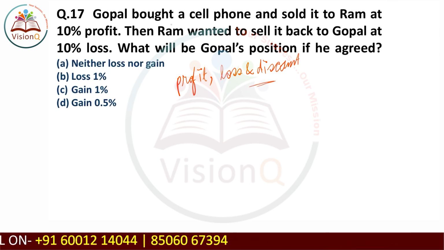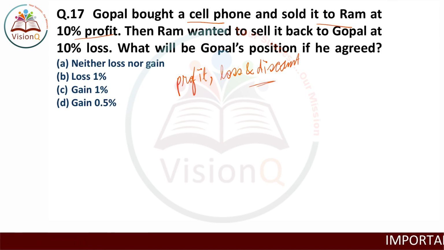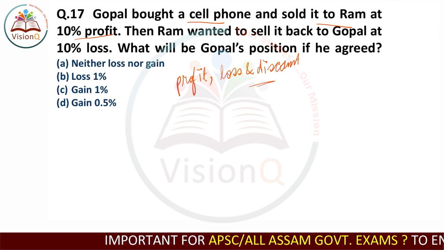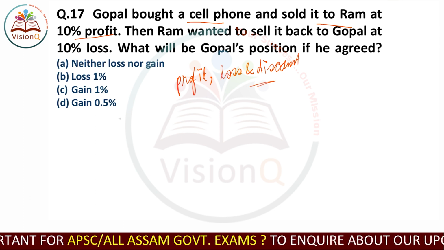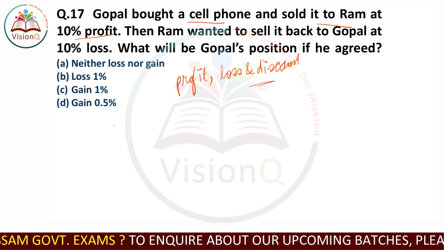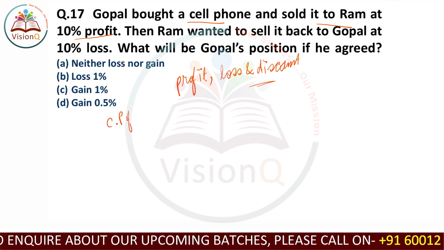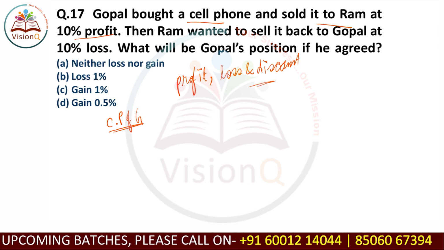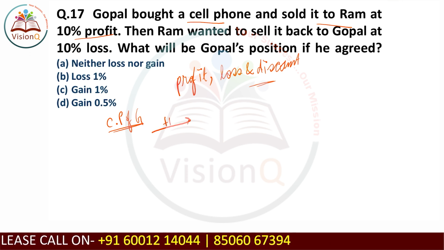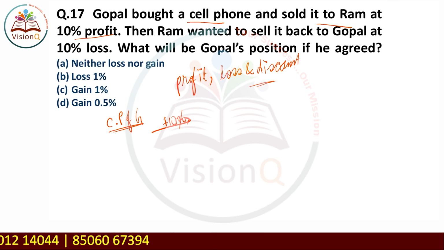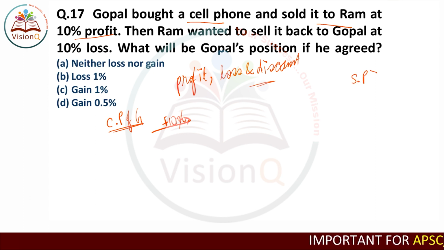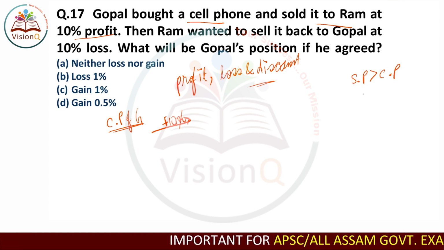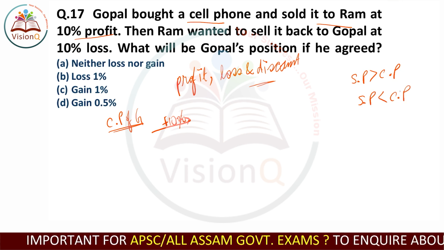Gopal bought a cell phone and sold it to Ram at 10% profit. That is, he purchased a phone and sold it to Ram at 10% profit. Profit and loss is found on the cost price. This is the cost price of Gopal, because Gopal purchased and then sold it to Ram at 10% profit. In profit we give plus, in loss we give minus, because in case of profit the selling price is more than the cost price, and in case of loss the selling price is less than the cost price.